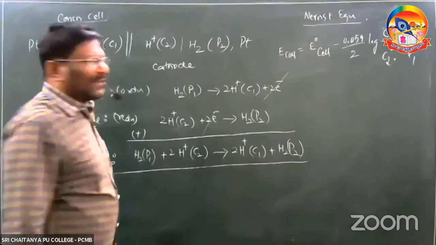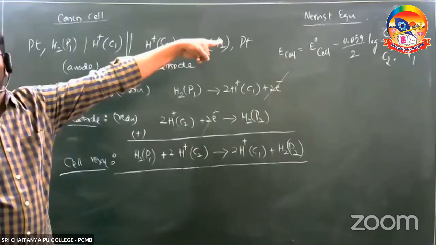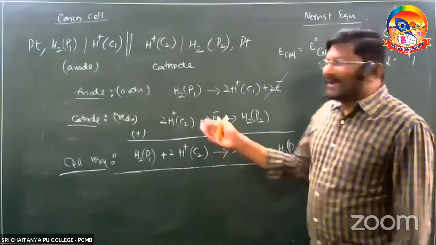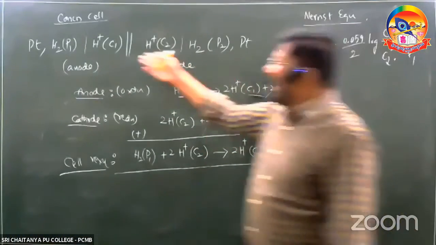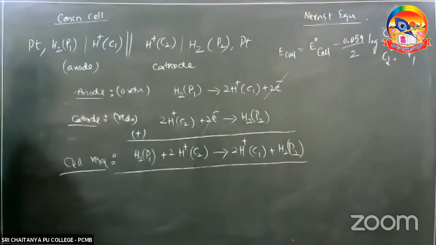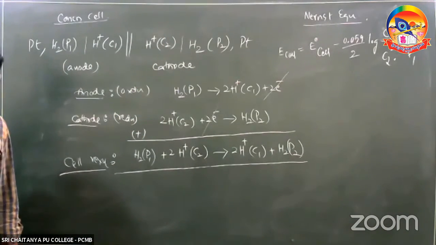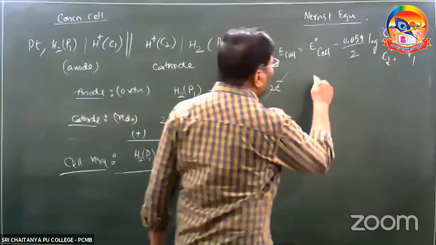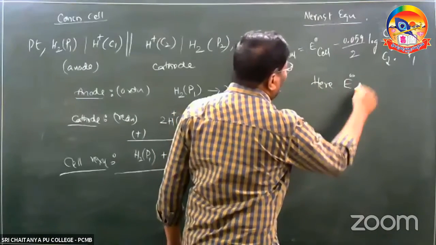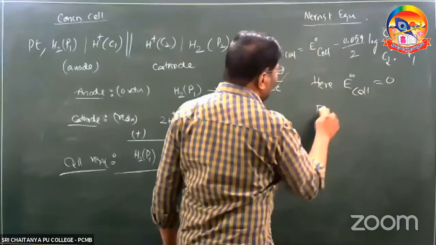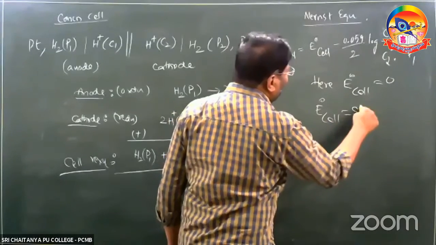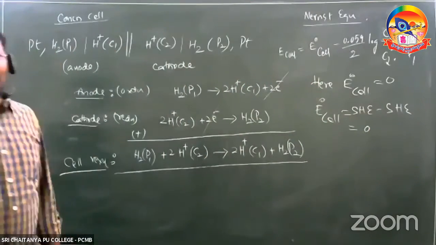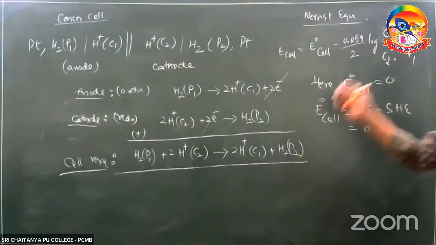Next, one more thing. What about the E naught cell? E naught cell is 0, because what are the standard electrodes in this case and in this case? In both the cases, it is SHE only. Therefore, here E naught cell is 0. Why? E naught cell means SHE minus SHE. It is 0. So therefore, this is the formula.